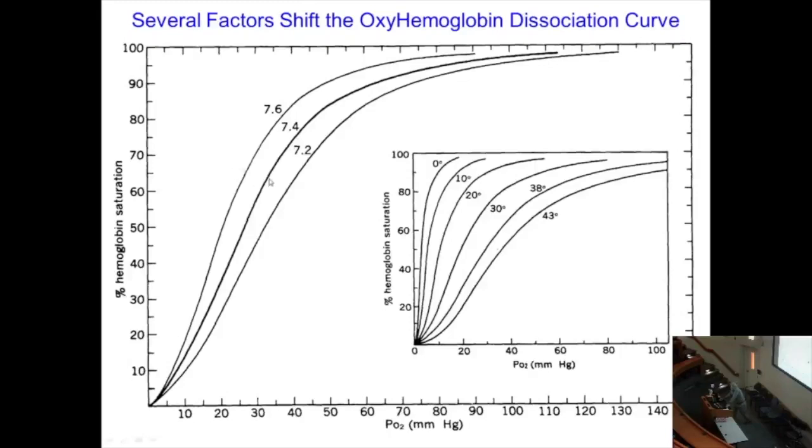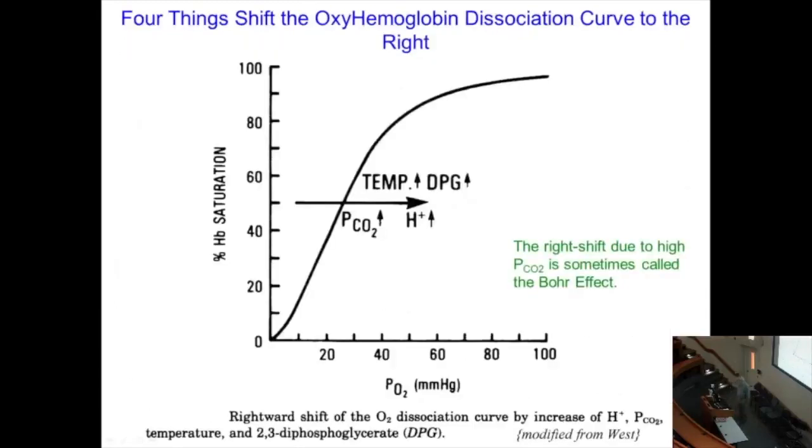If we lower the pH, which makes the blood more acidic, the curve shifts to the right. If we increase the pH, the curve shifts to the left. Okay? If we increase the temperature, the curve shifts to the right. So this graph summarizes the 4 factors that shift the oxyhemoglobin dissociation curve. To try to make it easier to remember these, we're going to talk about what causes the curve to shift to the right.